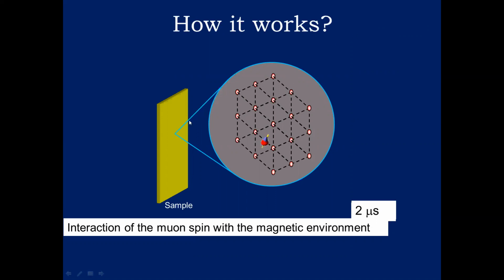So one implants the muon into a sample, and this is an enlarged version of the sample lattice. What usually happens is, since the muon has a large gyromagnetic ratio, it is very sensitive to the local magnetic fields. It interacts nicely with the magnetic environment and decays within 2 microseconds into positrons.